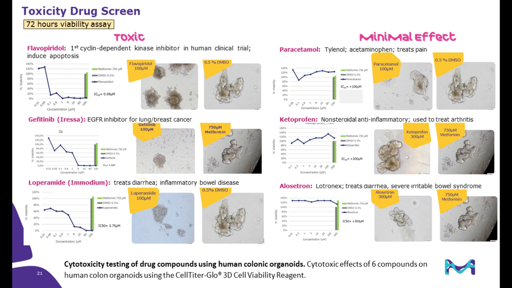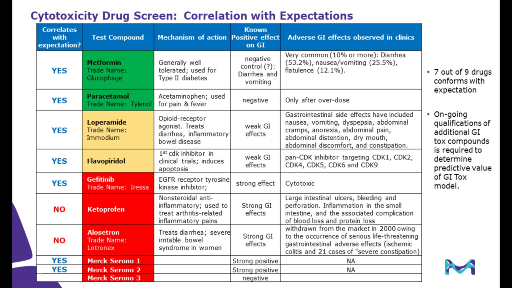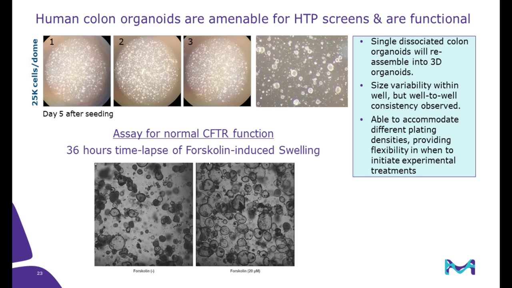To the left are examples of drugs which have no apparent cytotoxicity effects on our colon organoid. They are paracetamol, Tranen, Tylenol, and ketoprofen, a non-steroidal anti-inflammatory drug that is used to treat arthritis, and alosetron, Lotronex, which is used to treat diarrhea and severe irritable bowel syndrome. Of the drugs tested, 7 of 9 compounds confirmed with expectations. Ongoing quantification of additional GI tox compounds is required to determine predictive value of this GI tox model.